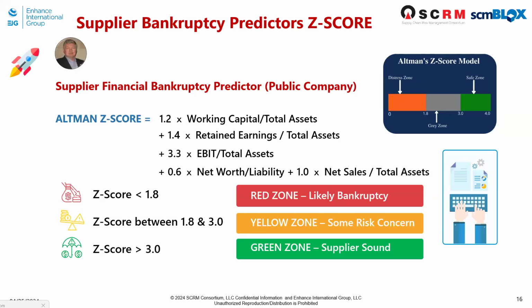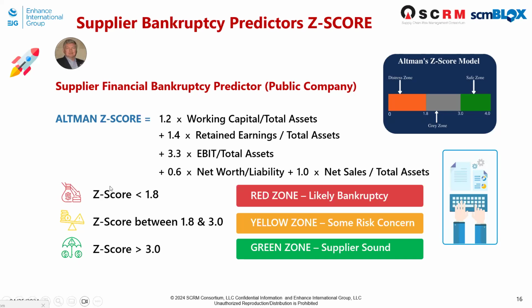When your Z-score is less than 1.8 for any supplier, any company, it's kind of in the red zone. There's a high likelihood of bankruptcy. A score between 1.8 and 3, that's the yellow zone. You've got some risk there. You should be aware. If your Z-score is greater than 3, you're in the green zone, and that company is pretty financially sound according to the calculation.